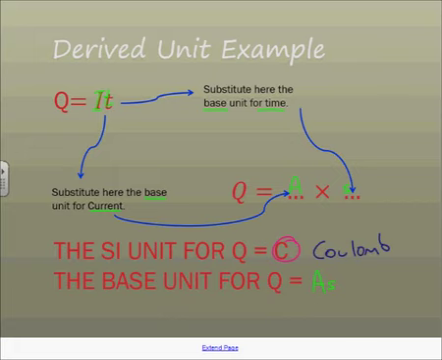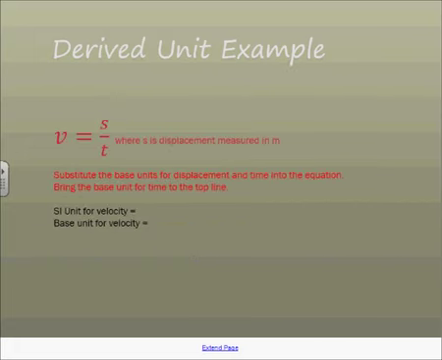If we carry on from there, we can have a look at another common equation. Velocity is equal to displacement, which is measured in meters, divided by time. So if I just grab this across here, and we substitute in the base units for each of these terms, they're both part of our 5 base units, so it's quite easy. If we put in our displacement, which is meters, and time, which is in seconds, and put that time to the top line, we get m s to the -1.